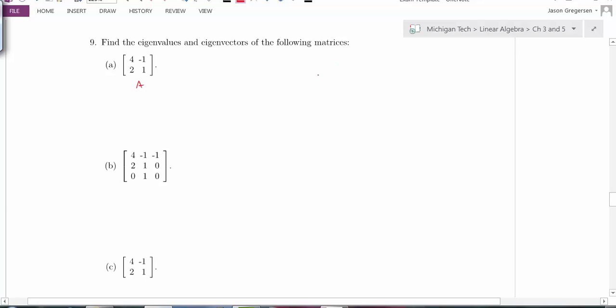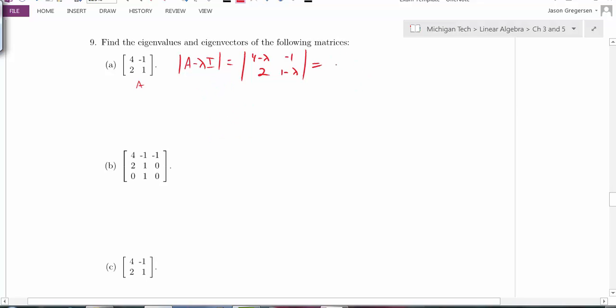And to find the eigenvalues, I look at the determinant of A minus lambda I, which is equal to the determinant of 4 minus lambda, negative 1, 2, 1 minus lambda. Remember, that's because identity is just a matrix with 1 on the diagonals, and if I multiply that by lambda, I'm just going to get lambdas on the diagonals. When I take a matrix and subtract it, I'm just subtracting the lambdas on the diagonals.